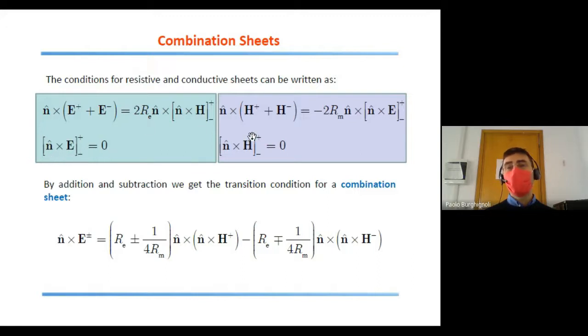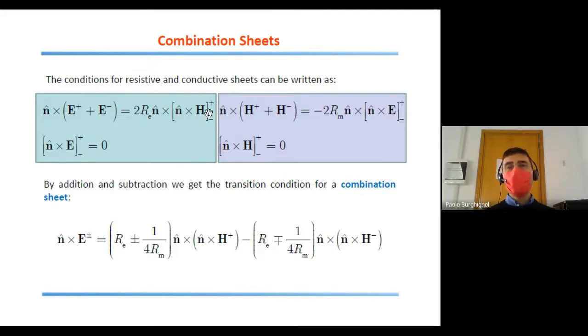Dually, for a magnetically conductive sheet, we have continuity of the tangential magnetic field, and we can write the boundary condition, as you can see here, where again, we have written everything in terms of the values of the fields on the plus or minus sides of the sheet.